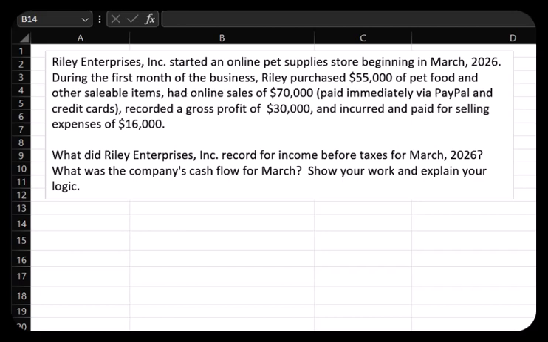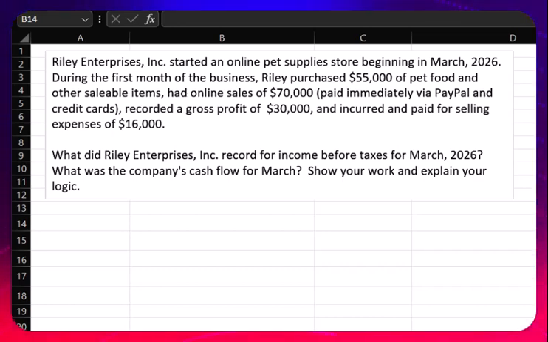Riley Enterprises, Inc. started an online pet supply store beginning in March of 2026. During the first month of the business, Riley purchased $55,000 of pet food and other saleable items. It also had online sales of $70,000, paid immediately via PayPal and credit cards. It recorded a gross profit of $30,000 and incurred and paid for selling expenses of $16,000.